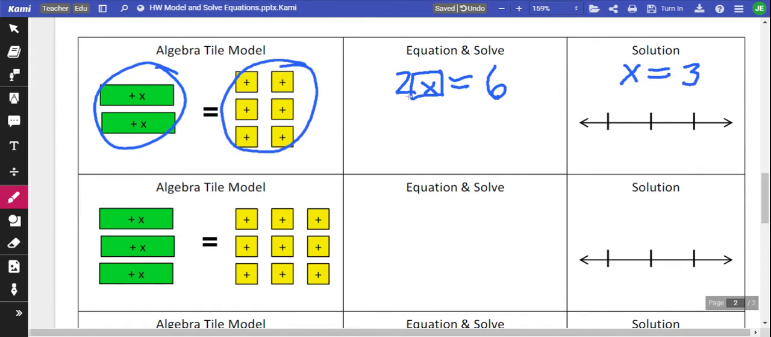But if we wanted to solve this, the opposite of multiplying would be dividing. And so we're going to divide both things by 2, and that would cancel on the left side. So now we have x is equal to this. x is equal to 6 divided by 2, which is 3.